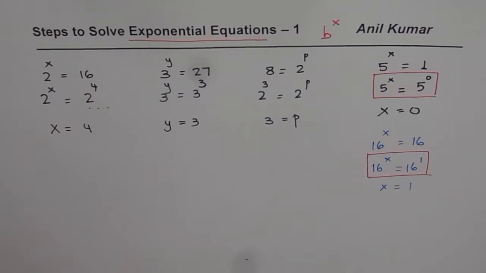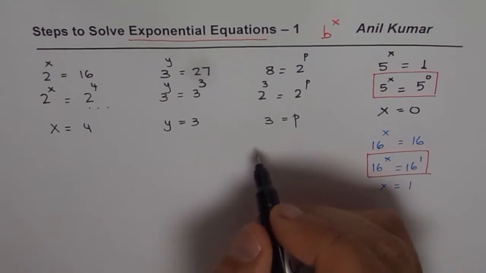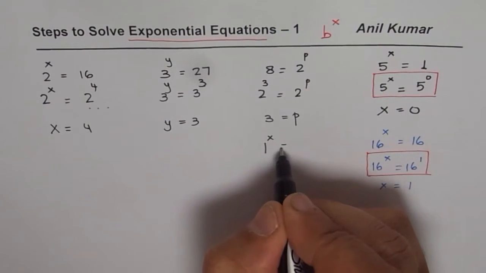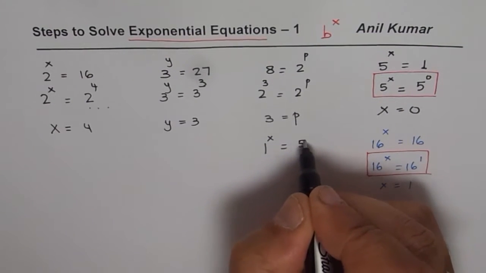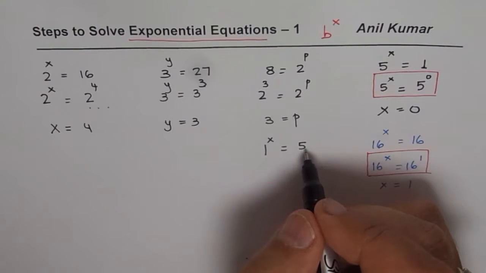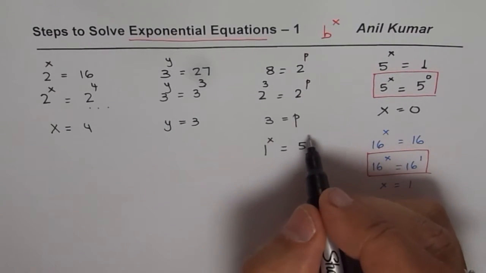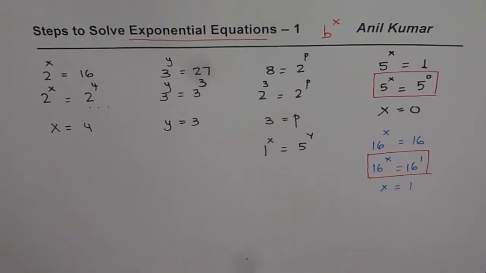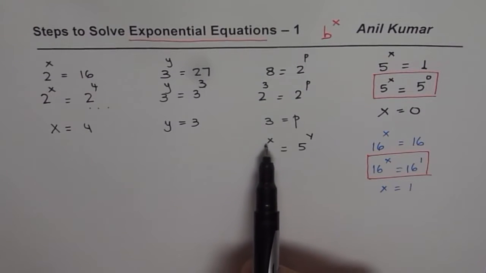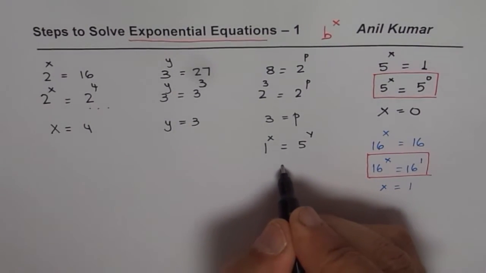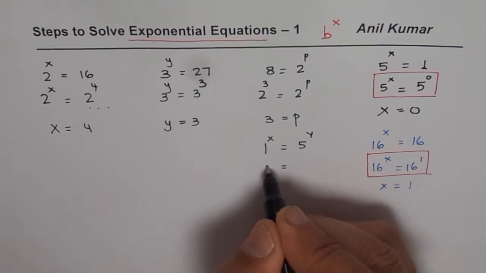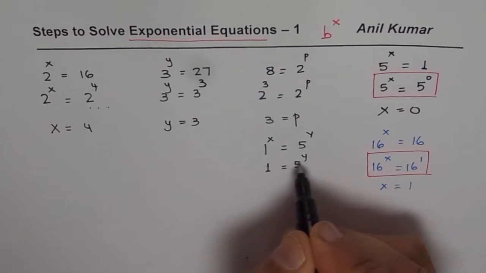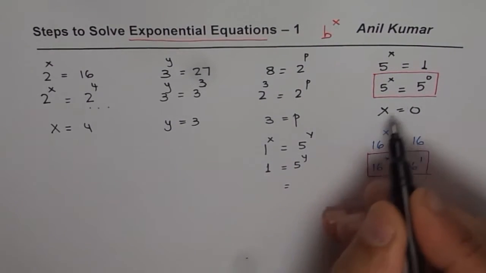Now in the same series, I could say 1 to the power of x is equal to, let us say, 5 to the power of y, right? Now what is the solution for this equation? Now that becomes very tricky. 1 to the power of anything is 1, right? So if I need 5 to the power of something as 1, then that something should be 0, right?